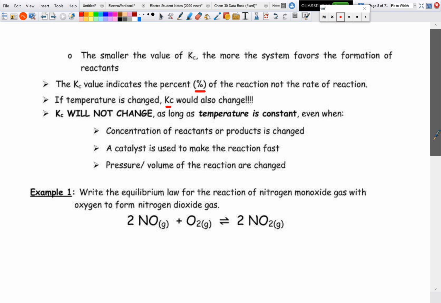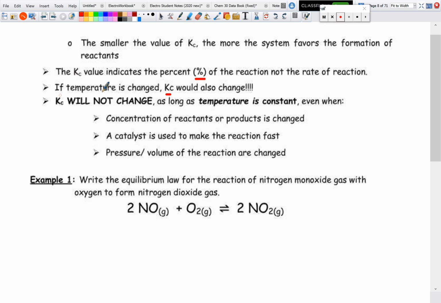So let's look at some of these here. As you see here, the equilibrium constant will not change if the temperature is constant, and it will not change if the concentrations of the reactants or products are changed, if a catalyst is added, or if pressure and volume are changed. We'll look at this at a later date, and that'll be Le Chatelier's principle when we get to that at the end of the week.